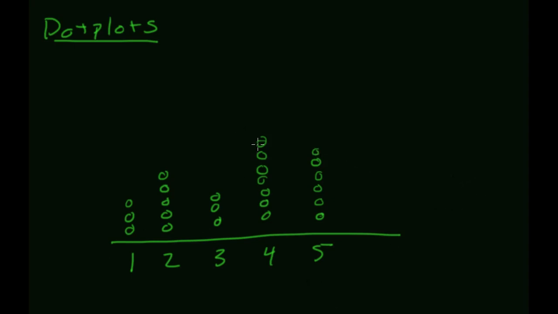Like we realize that 4 is higher than 1 and 3. It's kind of like the central thing. And we get a sense of the distribution quite quickly from a dot plot. So we're going to look at how do I use the TI-84 to generate the dot plot.